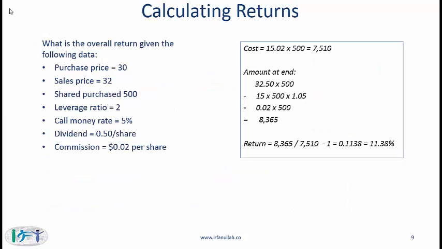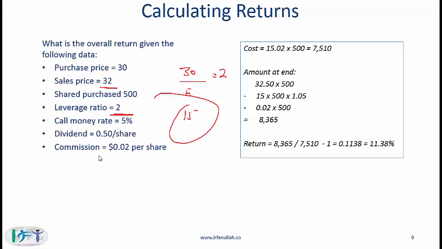Here is another concept that is relatively straightforward, but lots of people have issues with this. So I want to make sure that you understand what to do. What is the overall return given the following data? So you buy a stock for this amount, and finally, let's say 6 months later, you sell for 32. This is the number of shares you purchased. Leverage ratio is 2. What does that mean? So this means that your stock price, 30, divided by the equity, the amount of money that you put in, is equal to 2. So how much money did you put in then? So you must have put in 15. The call money rate is 5%.